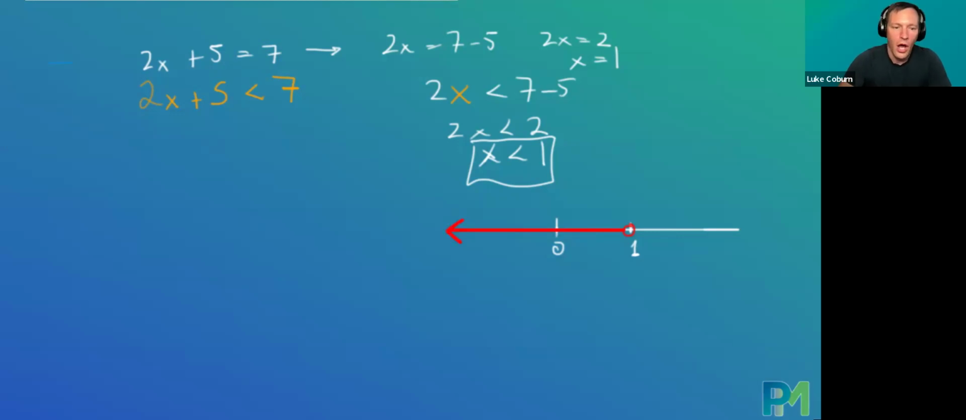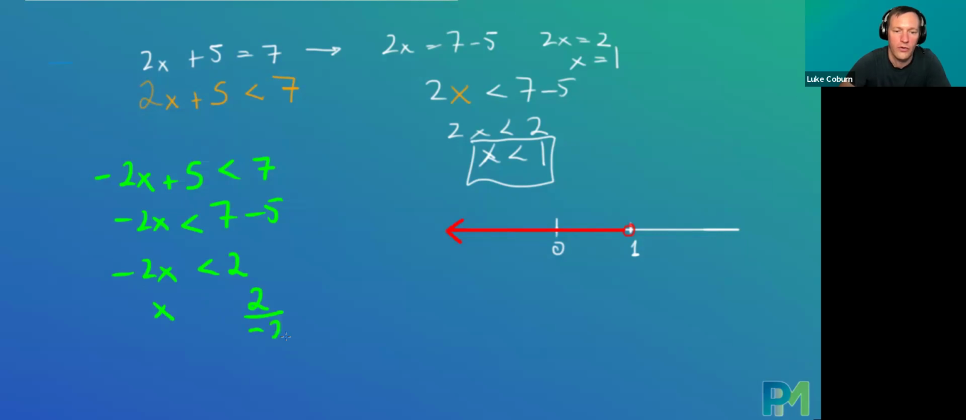Okay, so I'm going to talk about the exception now. What if it was minus 2x plus 5 is less than 7? We do it in the exact same way. Minus 2x is 7 minus 5, and then minus 2x is less than 2. And then we're going to say x is 2 over minus 2, and that's x.